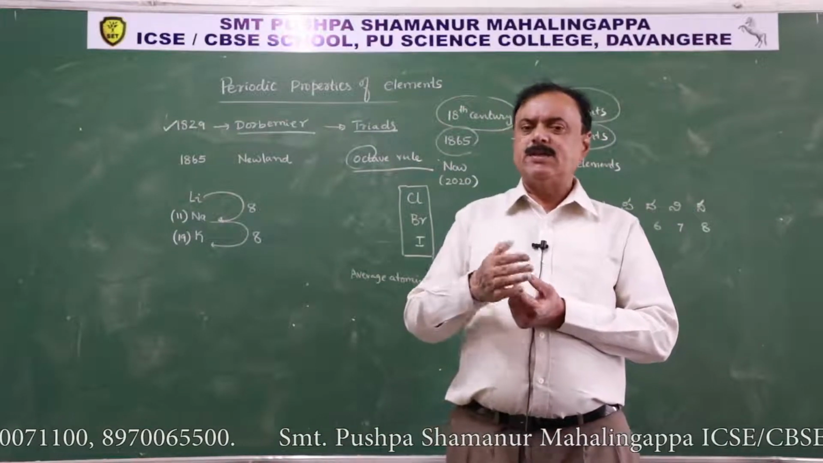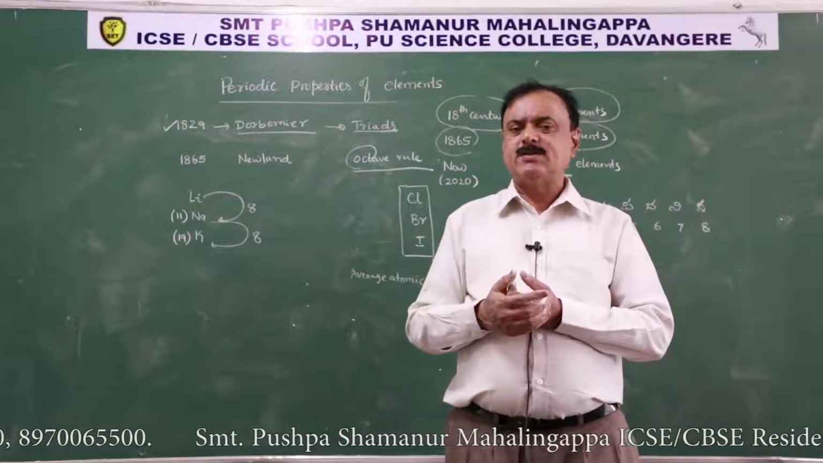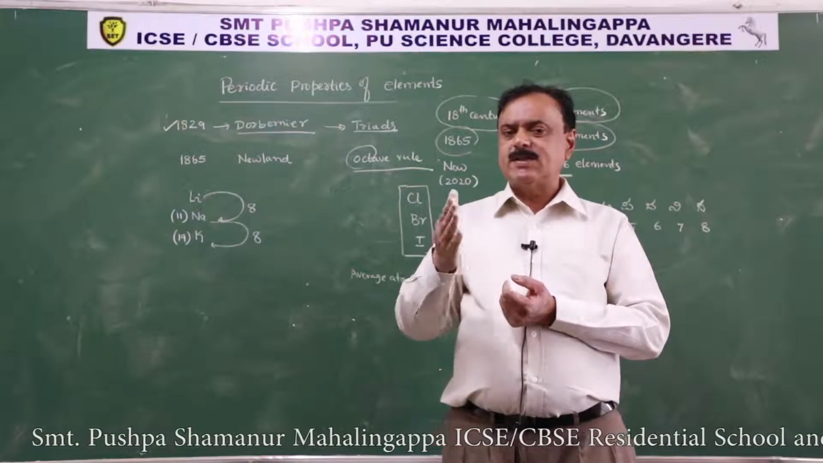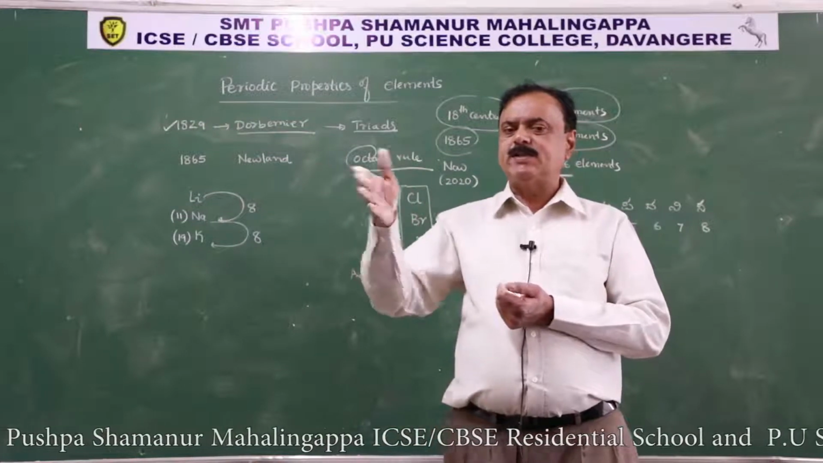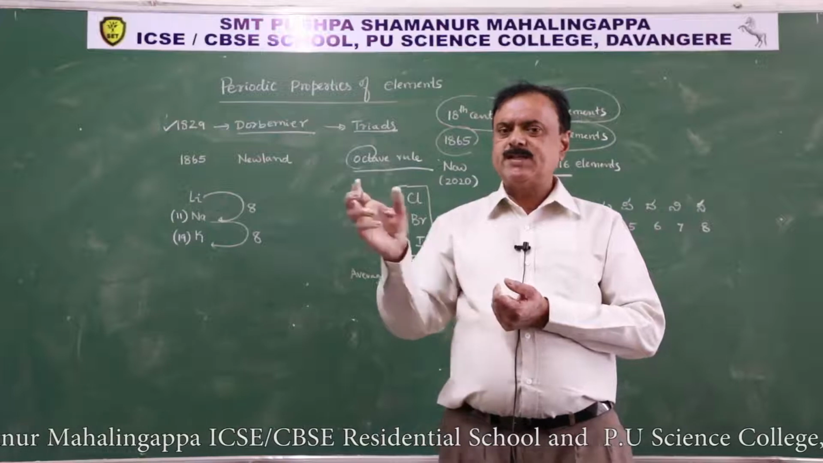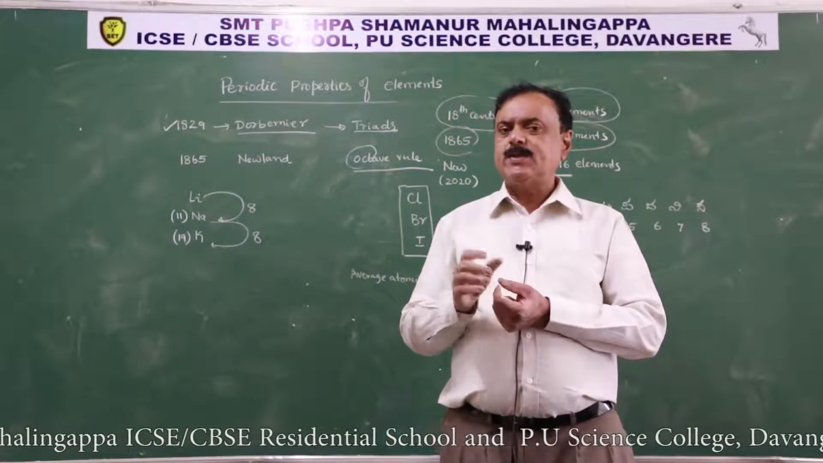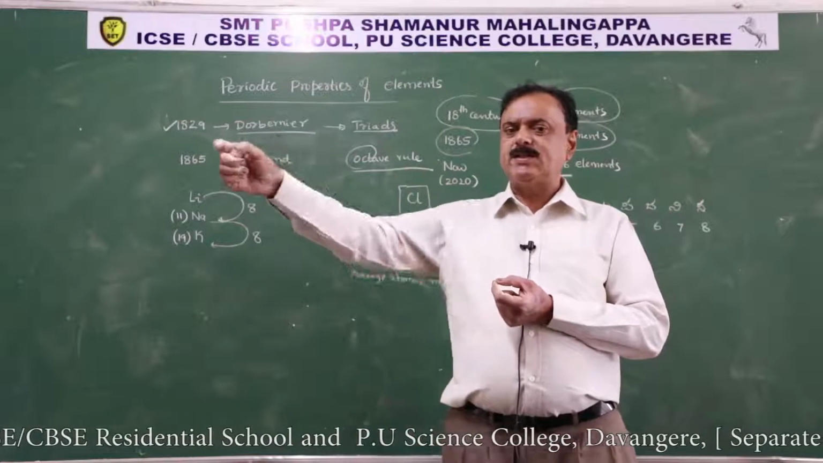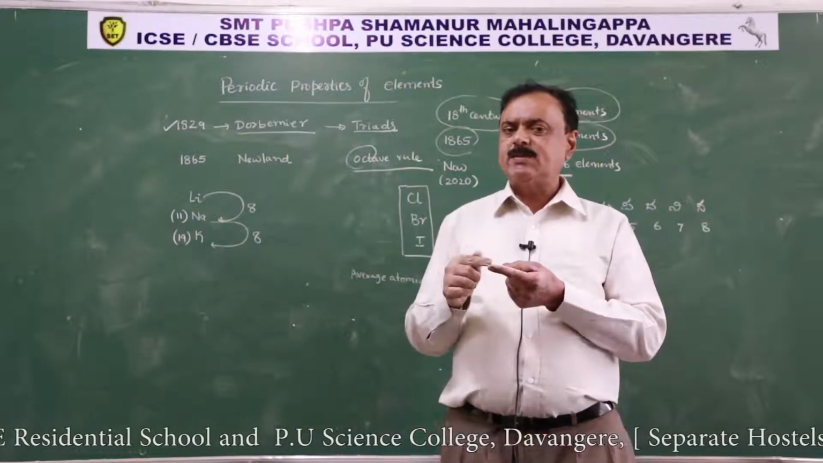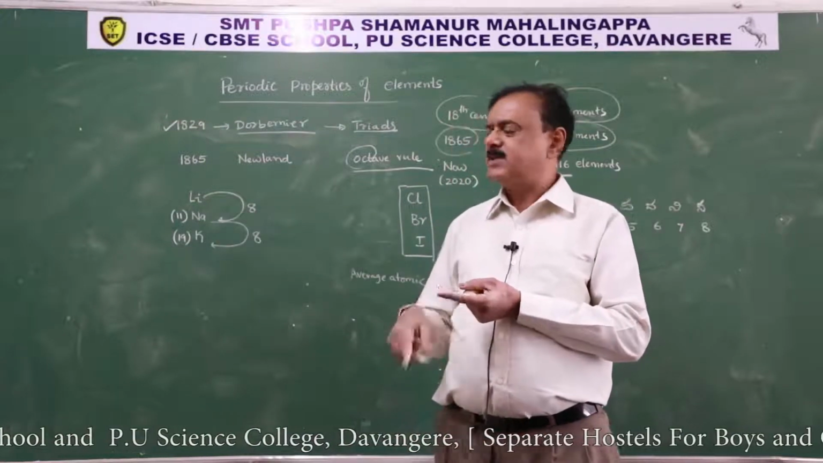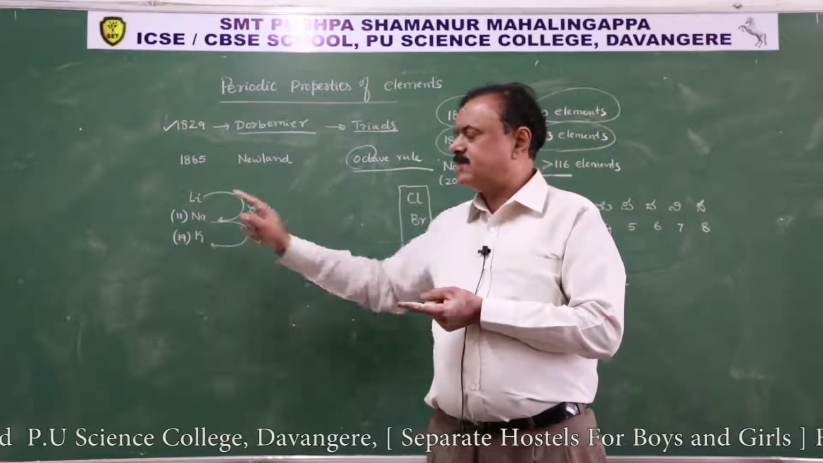Therefore, he divided these elements into 8 cross 7, that is 8 groups and 7 periods, at the time in Newlands' projection. In the 8 groups that he arranged on the basis of Sa Ri Ga Ma Pa Da Ni Sa, the first element, assume that is lithium, exhibits the same chemical properties as that of sodium.